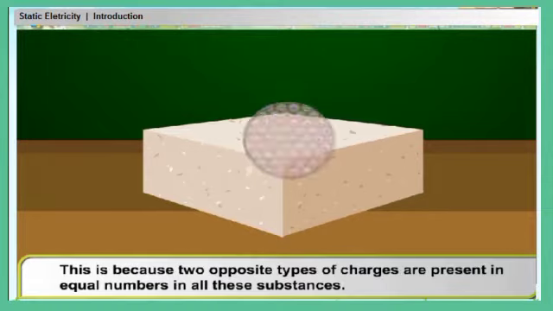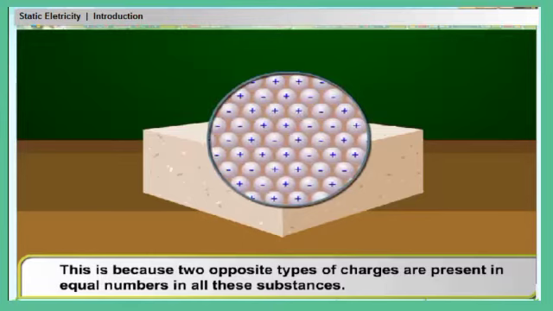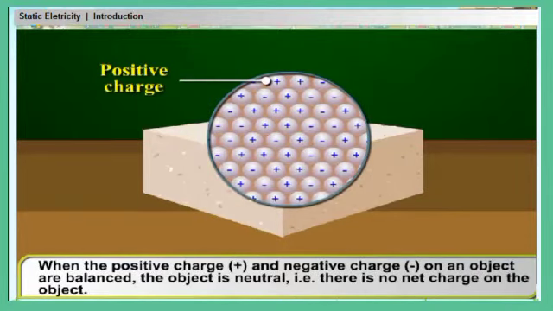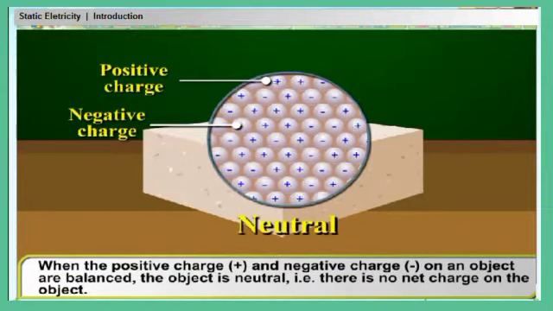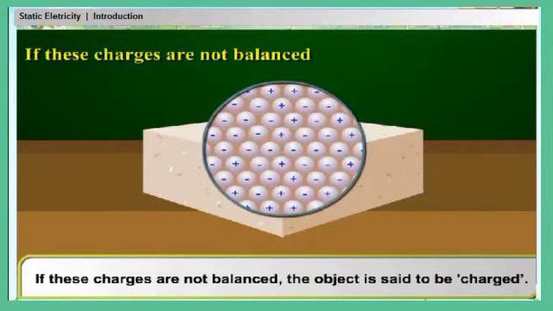This is because two opposite types of charges are present in equal numbers in all these substances. When the positive charge and negative charge on an object are balanced, the object is neutral. That is, there is no net charge on the object. If these charges are not balanced, the object is said to be charged.